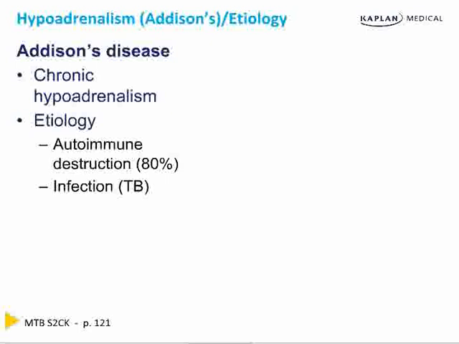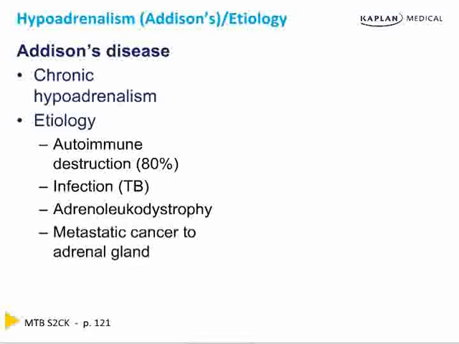Infections can do it, such as tuberculosis, but infections are much less common. Adrenal leukodystrophy is a congenital genetic anomaly of unclear etiology. And sometimes cancer metastasizes to the adrenal and unfortunately can destroy it.